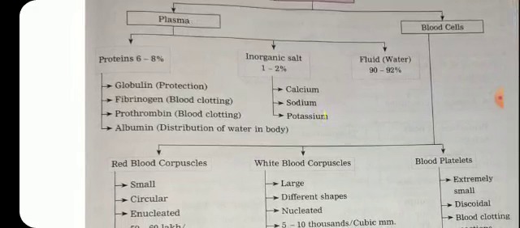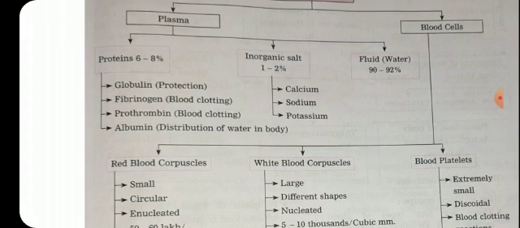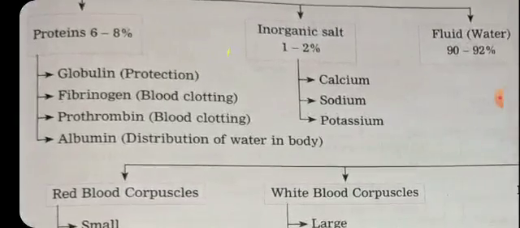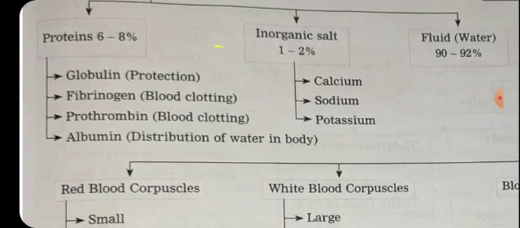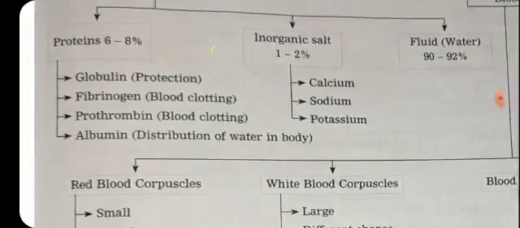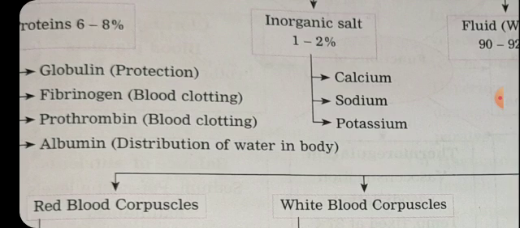Plasma consists of proteins, inorganic salts and fluid, water. Proteins are of four types: globulin, fibrinogen, prothrombin and albumin. Globulin helps in protection. Fibrinogen helps in clotting of blood. Prothrombin also helps in clotting of blood, and the function of albumin is to distribute water throughout our body.